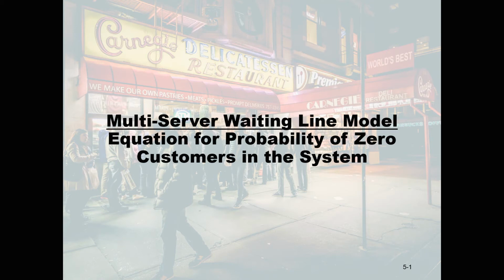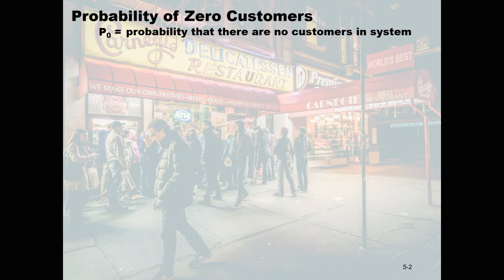Multi-server waiting line model. The equation for probability of 0 customers in the system. In multi-server waiting line models, it is important to know the probability that there are no customers in the system. This represents the percentage of time the system is idle. Also, the probability of 0 customers being in the system is used to find the probability of n customers in the system, the probability of an arriving customer waiting to be served, and also the average number of customers in the system.